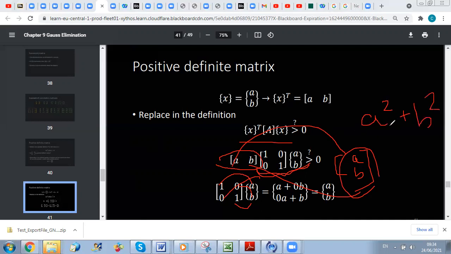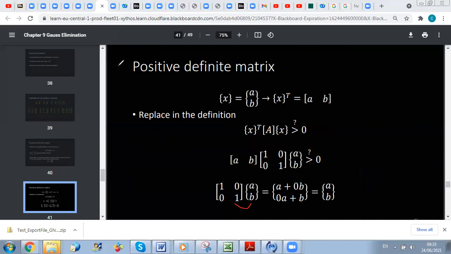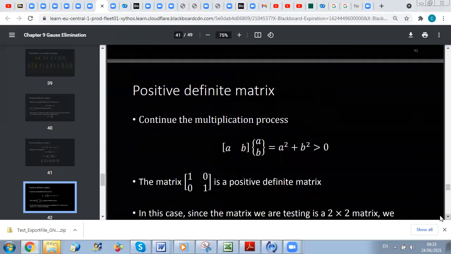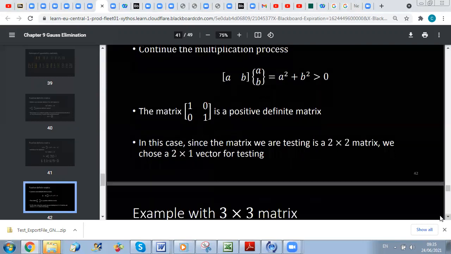So of course, you know that the summation of 2 squares is always positive. So I can say now that my matrix is positive definite. So now we can be sure that this matrix is positive definite and it's symmetric. So we can use Cholesky factorization with it.